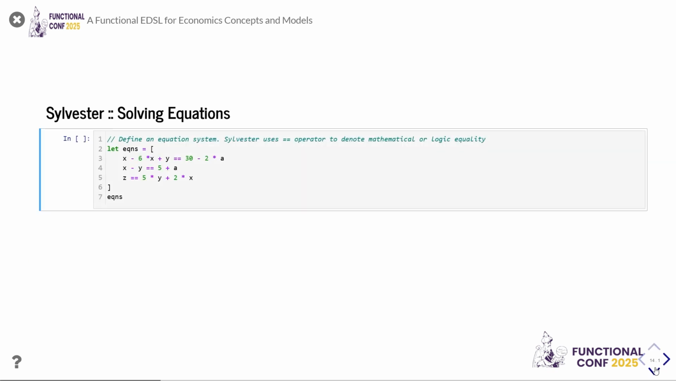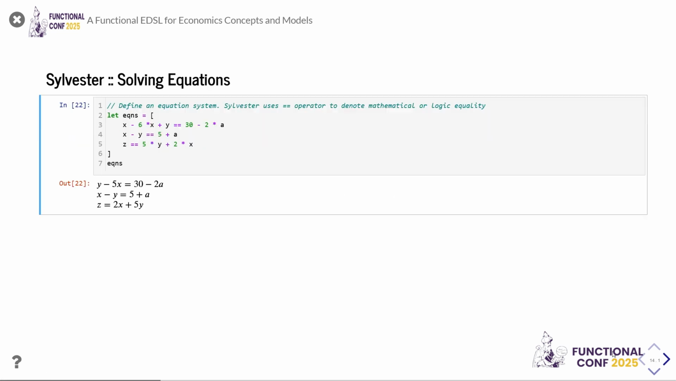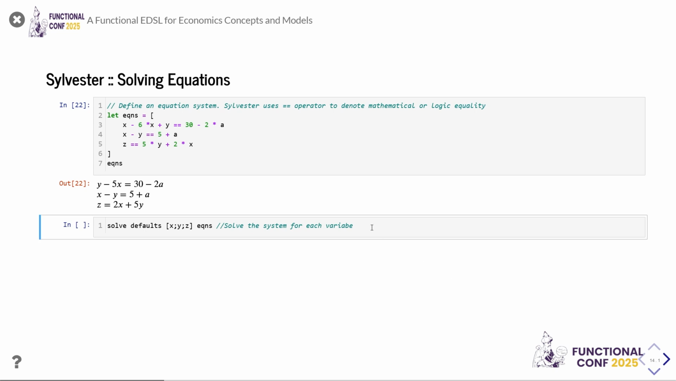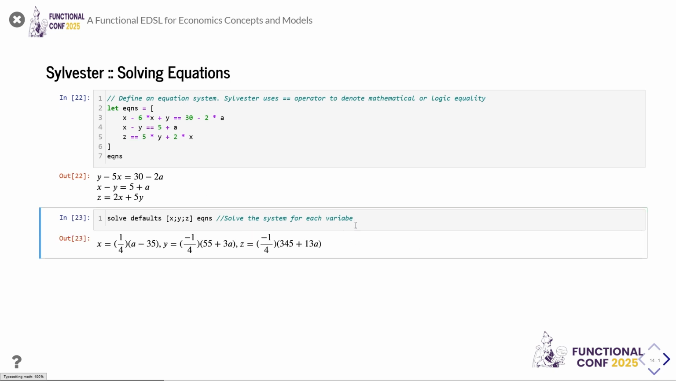Now, how we solve equations in Sylvester: basically we have this equation system, and what we do is we use this double equal sign to represent logical equality, in contrast to the single equal sign, which is just regular F#, how we assign values, but we want a custom operator to denote logical equality. So here's our equation system. Okay, so this is our equation system, and we can solve this. Each variable we can solve.